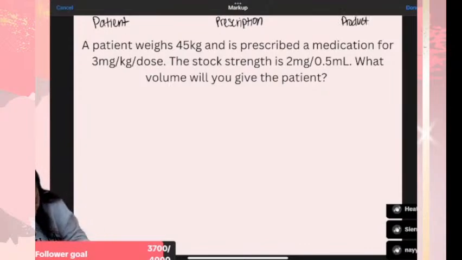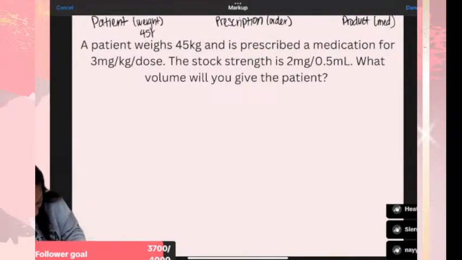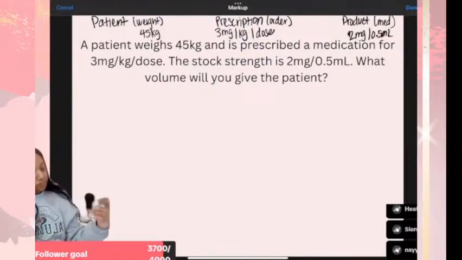All right, so patient is going to be the weight. Prescription is your order. And product is your med. Okay? So our patient weighs 45 kilograms. Our prescription is 3 milligram per kg per dose. And our product is 2 milligrams per 0.5 milliliters. Okay?